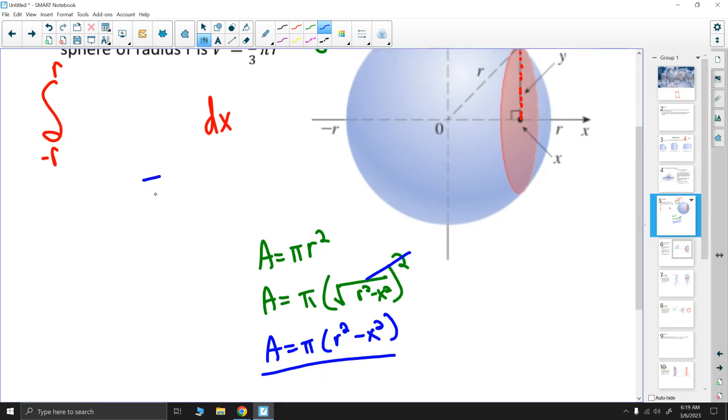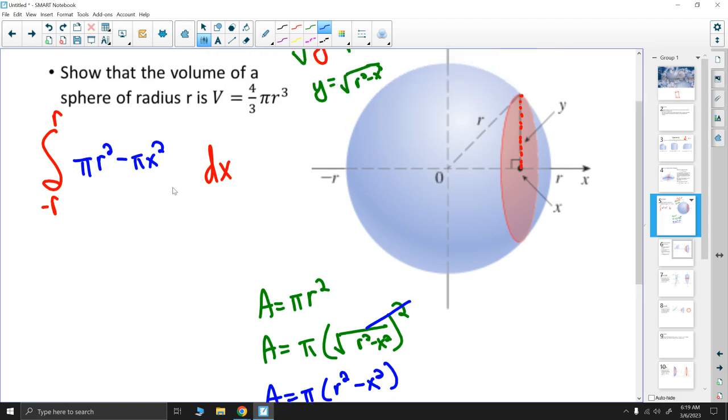So this is the area of our face in terms of x's, and we're going to plug it in and integrate because, again, the generic form of volume is the integral from the bounds of the area. So pi r squared minus pi x squared. I'm just going to distribute that pi into both. Okay, so we're going to go ahead and integrate this thing.